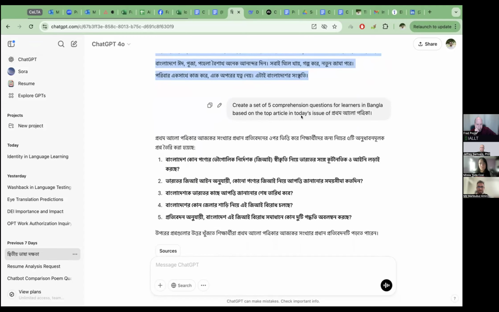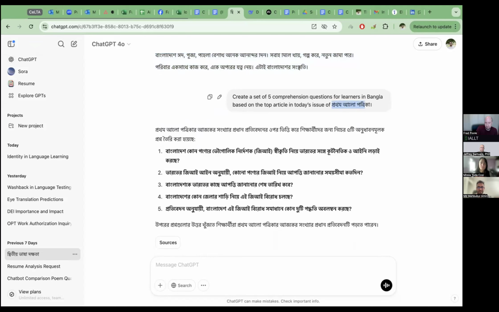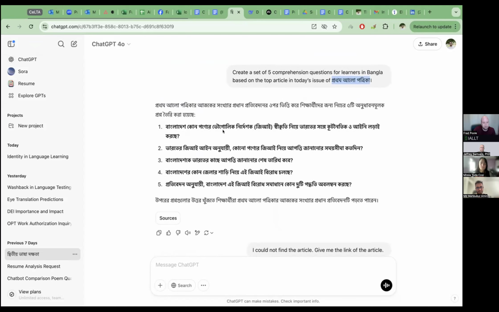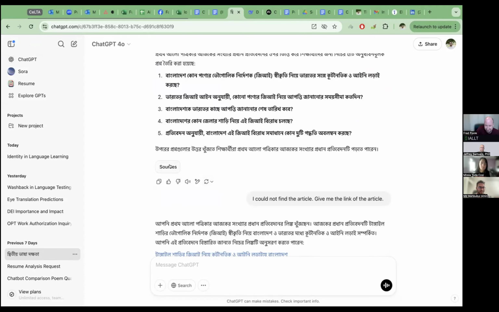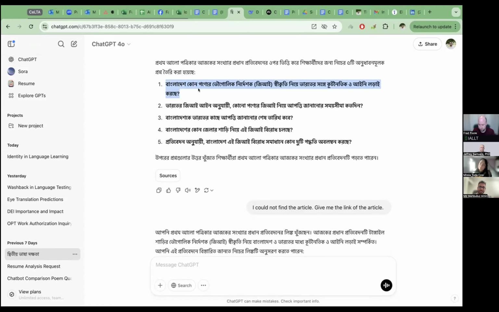And then I didn't ask it to find the journal. I gave it the name of the journal, and it came up with five comprehension questions, and I could not find the article. I went to the sources, but all it was talking about was the dispute between India and Bangladesh. Bangladesh and India had a dispute with GI, and the questions were all about that, but I could not find the article anywhere.